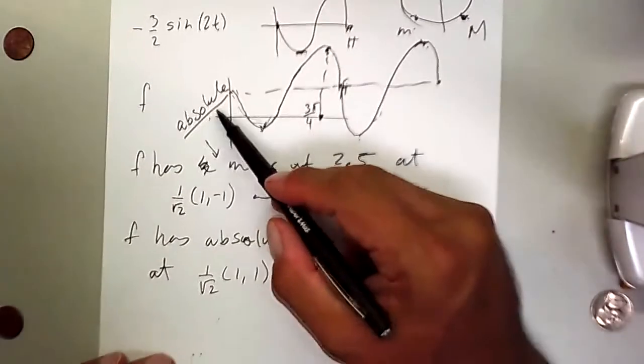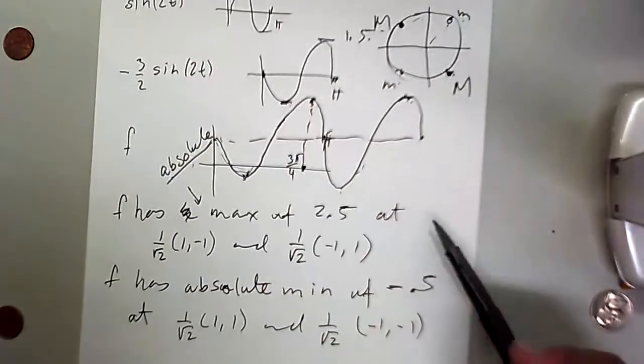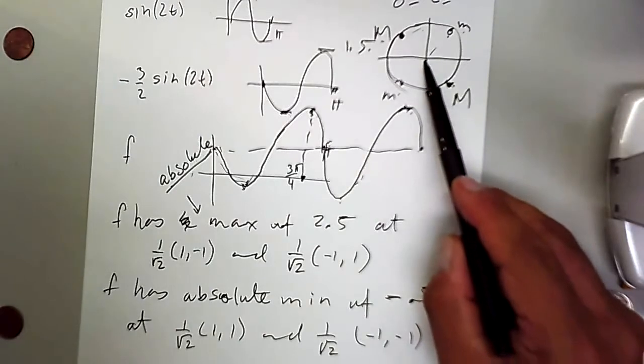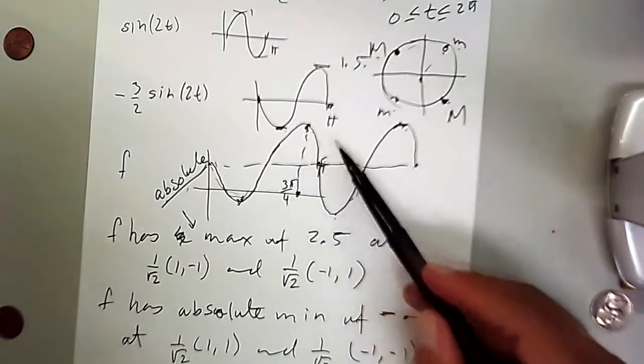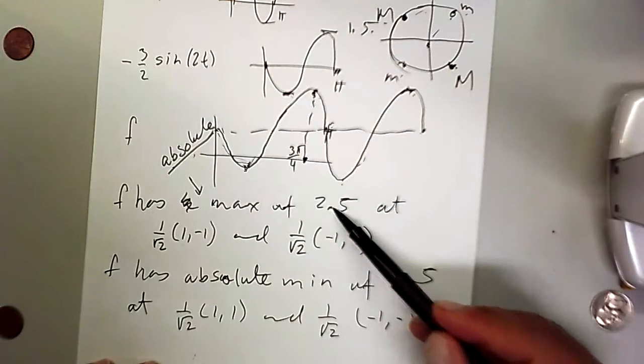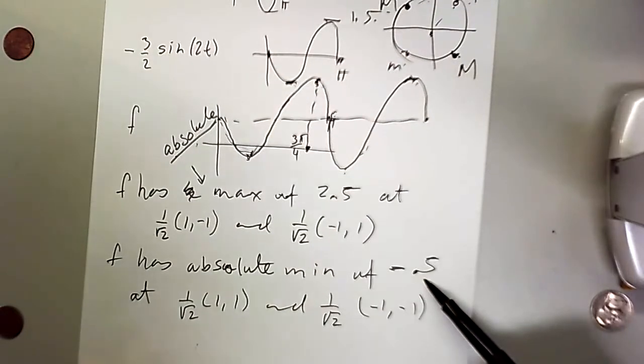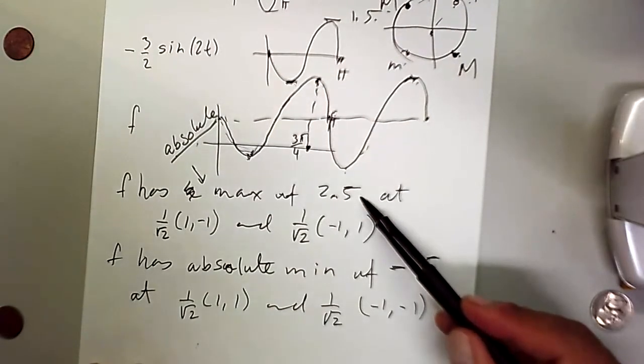How do I dare to say that we have an absolute value? Because the only exciting thing that could have happened is 0, but I know the output is 0, and 2.5 is above 0, and -0.5 is below 0. So that has to be the absolute maximum.